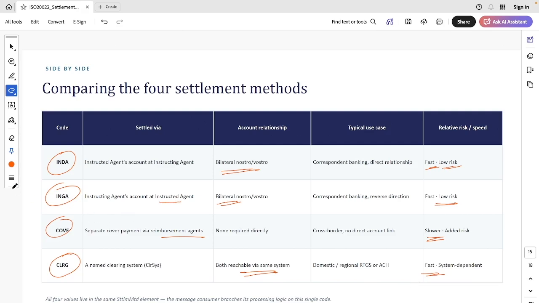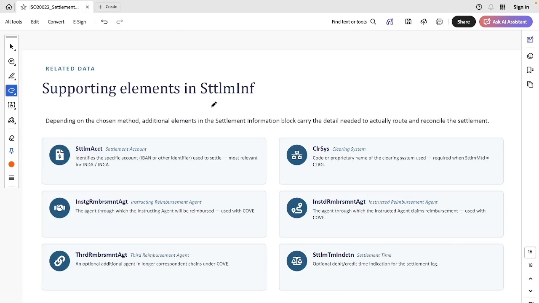So all four values appear in the same field. So these four codes, INDA, INGA, COVE, and CLRG, all appear in the same field. That's the settlement method. But based on that one value, the payment processing system may follow a completely different path. That is why settlement method is so important for professionals like business analysts, payment operations teams, testers, developers, and anyone working on ISO 20022 payment systems. Now let us understand the supporting elements inside the settlement information.